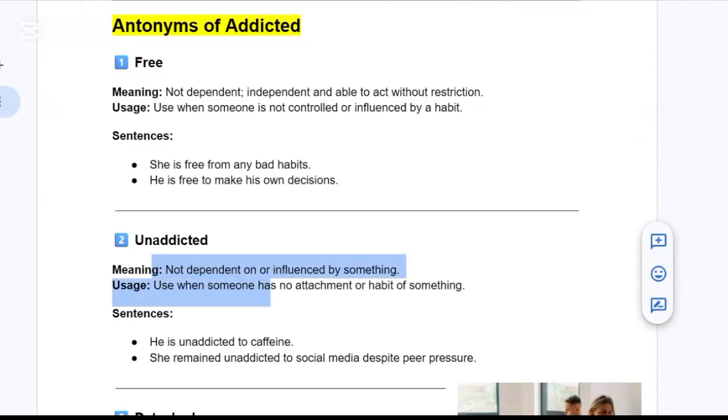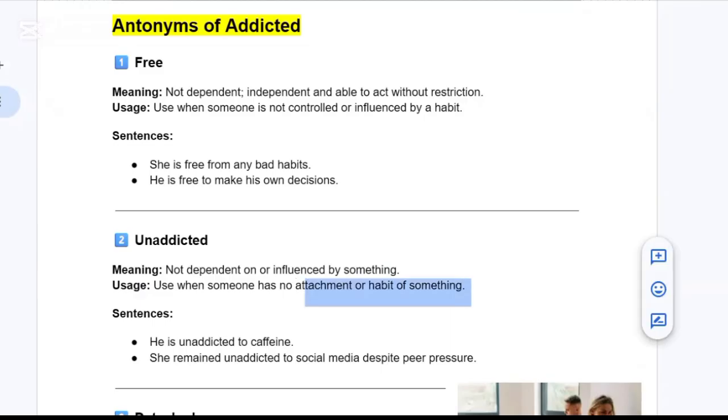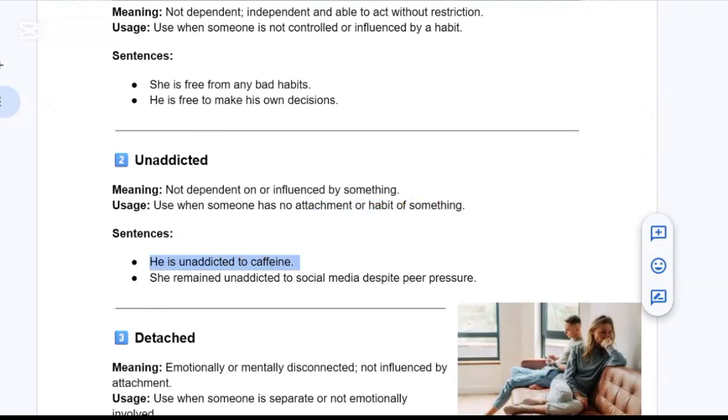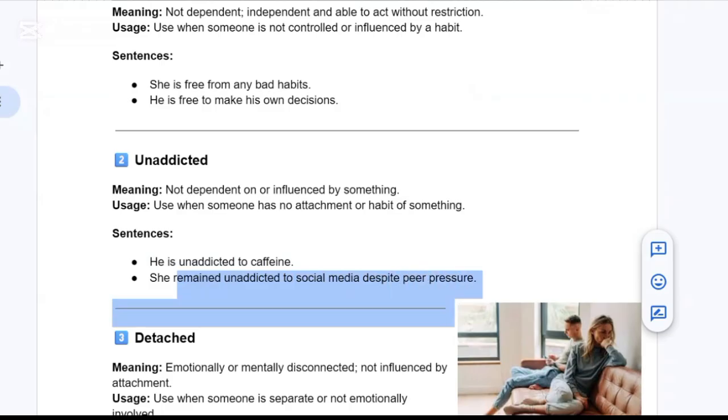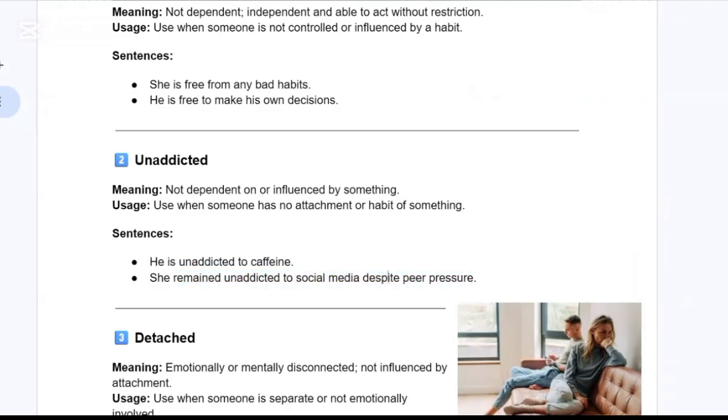Unaddicted: not dependent on or influenced by something. It is used when someone has no attachment or habit of something. He is unaddicted to caffeine. She remained unaddicted to social media despite peer pressure.